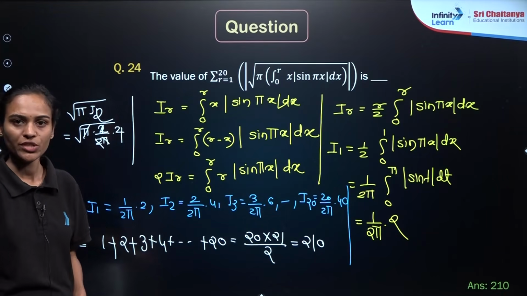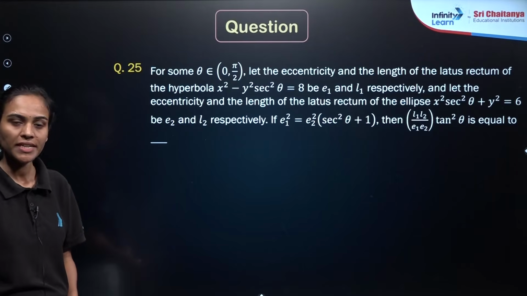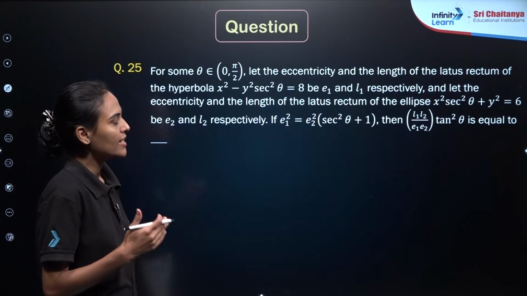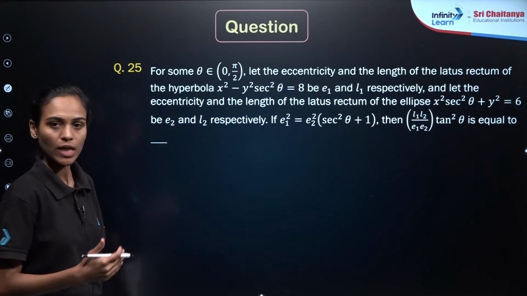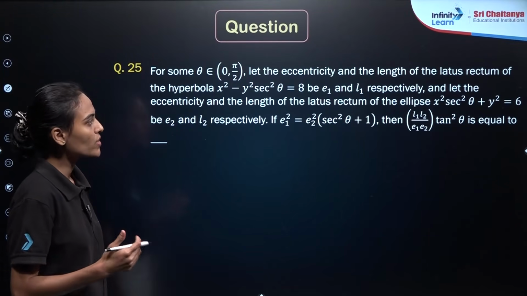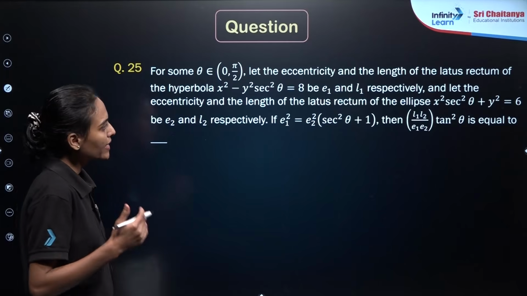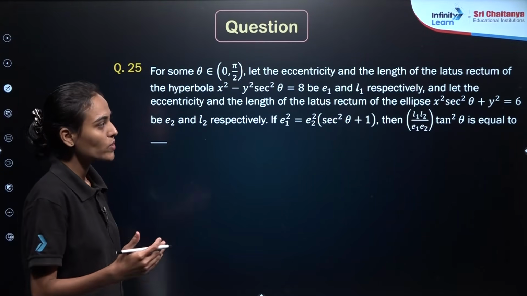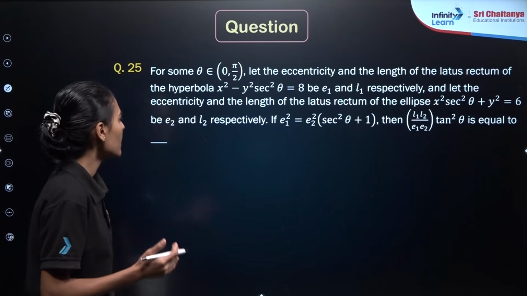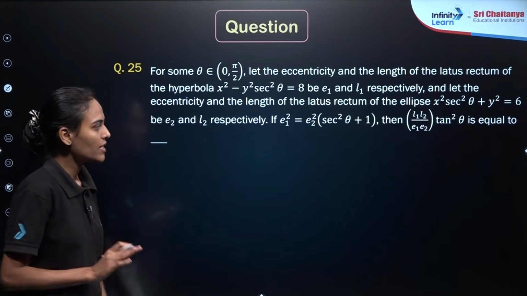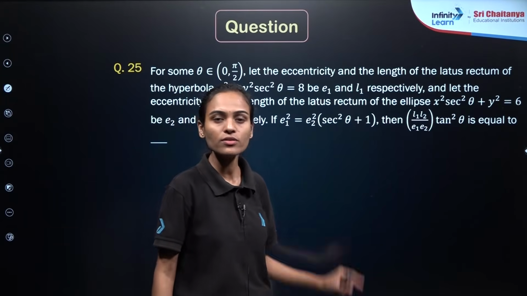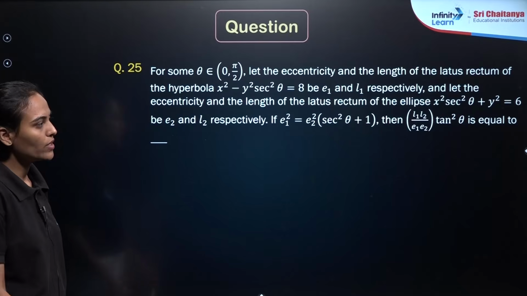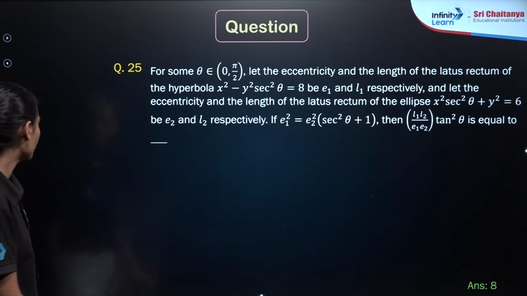Now students, let us take question number 25. Here they have given theta belongs to the interval 0 to pi by 2, open. Let the eccentricity and length of latus rectum of the hyperbola x square minus y square sec square theta equal to 8 be E1 and L1 respectively. Let the eccentricity and length of latus rectum of the ellipse x square sec square theta plus y square equal to 6 be E2 and L2 respectively, such that E1 square equals E2 square into sec square theta plus 1. Now they are asking what is L1 L2 upon E1 E2 into tan square theta.